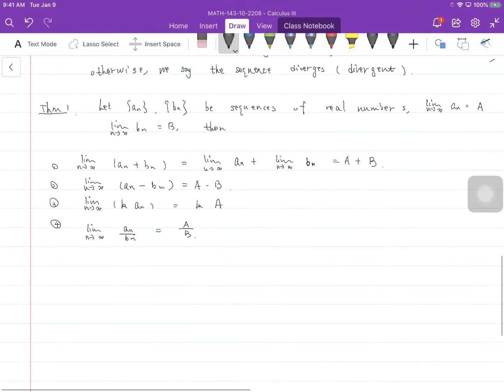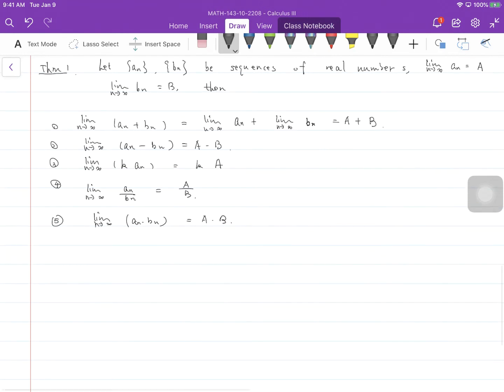We also have a product rule, number 5: a_n times b_n gives just A times B. We skip the proof, since we learned this before. Here we just need to know how to use the rules to find the limit of a given sequence.